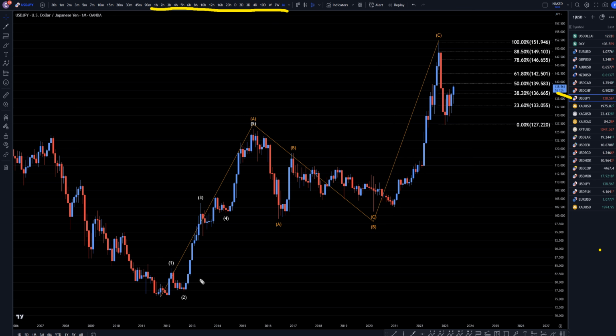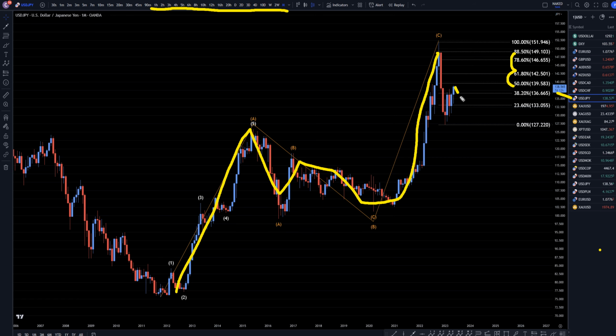So on the monthly, to me, it still looks like a big A, B, and C correction. If it is an A, B, C correction, then price will turn at one of these Fibonacci levels, maybe look like something like this, and end up continuing the downtrend.